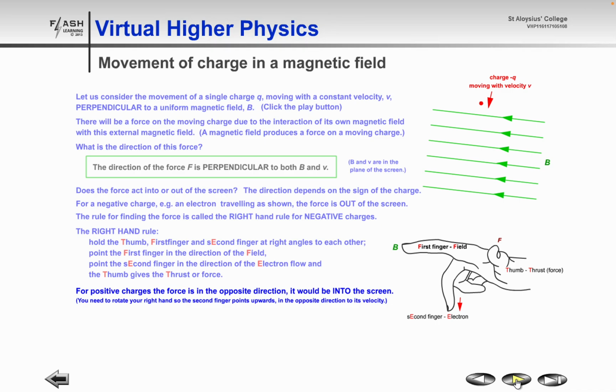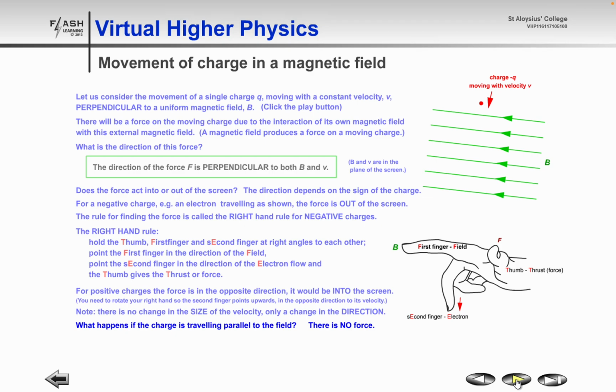If it is a positive charge that's moving rather than a negative charge, then you just stick with the right-hand rule. Don't try and learn a different rule, but just at the end, flip the direction of the force. Okay, so it would be into the screen. And there's no change in the size of the velocity in these magnetic fields, only a change in the direction.